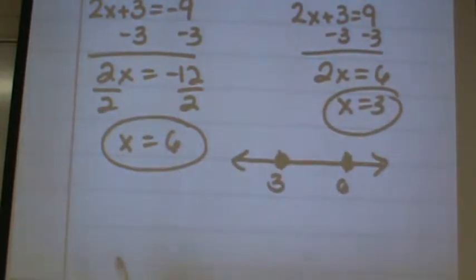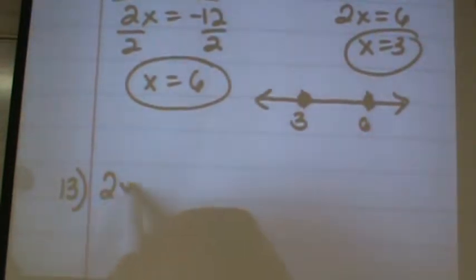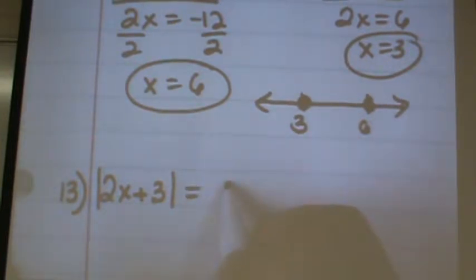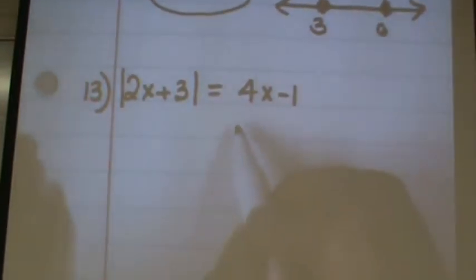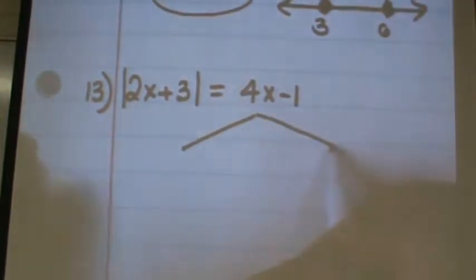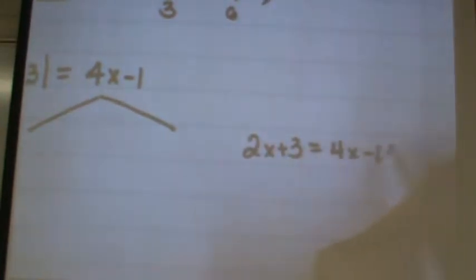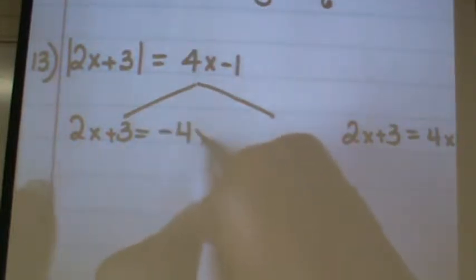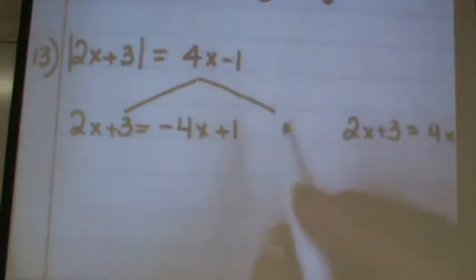We're going to skip number 11 and we're going to do 13. Number 13 says the absolute value of 2x plus 3 is equal to 4x minus 1. Now this is an interesting one. When you break this up into two problems, you're going to have 2x plus 3 equals simply 4x minus 1. And then this one is going to be 2x plus 3 equals negative 4x plus 1. You are putting a negative in front of one side, and I just distributed it as well.